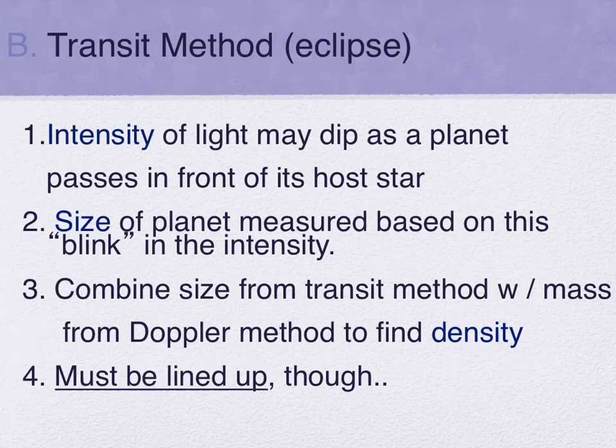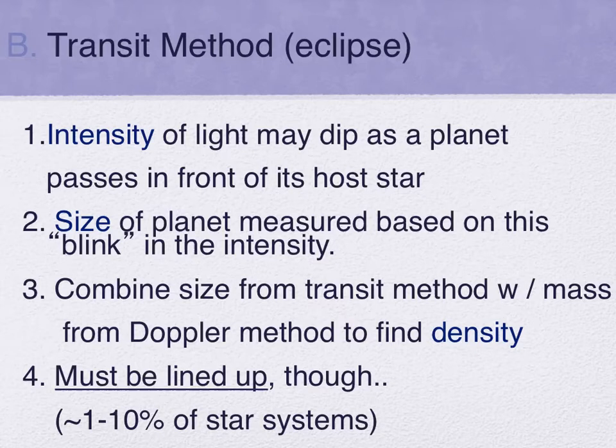The one big drawback of this method, unfortunately, it's a very powerful method, very accurate, but unfortunately, that star and that exoplanet have to be lined up exactly with the Earth for this to work. Obviously, if it's tilted at the wrong angle, we won't see the blink of that light. We won't see that eclipse occur.